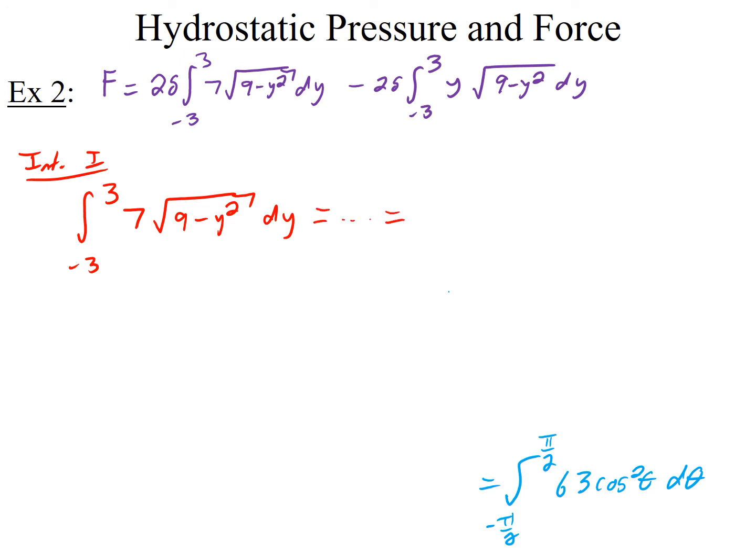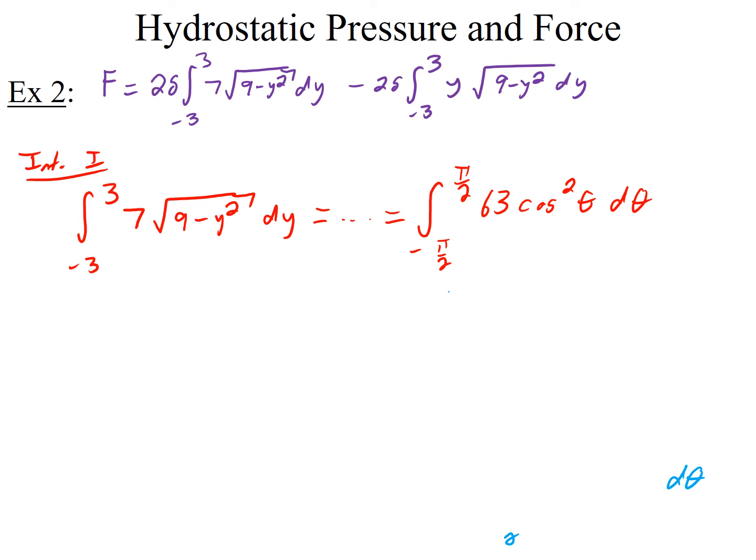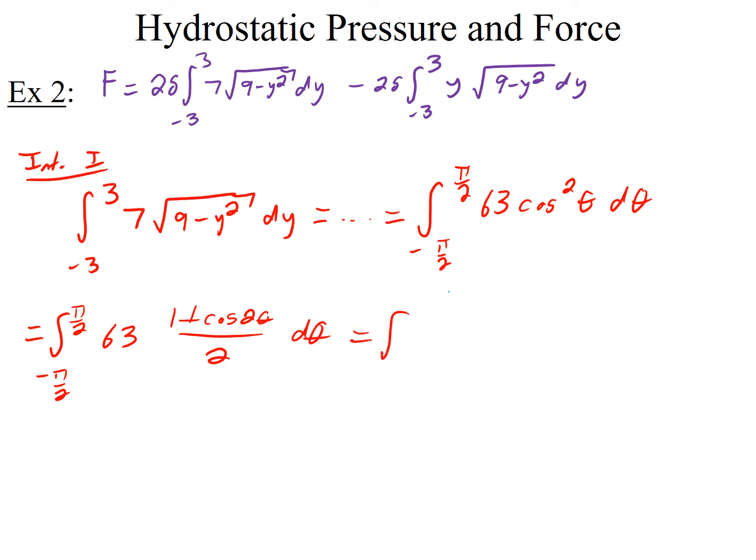So we're at this step here: the integral from negative pi over 2 to pi over 2 of 63 cosine squared theta d theta. Now you know when you integrate cosine squared, you're going to be using the half angle identity. This is the integral from negative pi over 2 to pi over 2 of 63 times (1 plus cosine 2 theta) all over 2 d theta. So we're going to have 63 over 2, and then you have to integrate 1 plus cosine 2 theta.